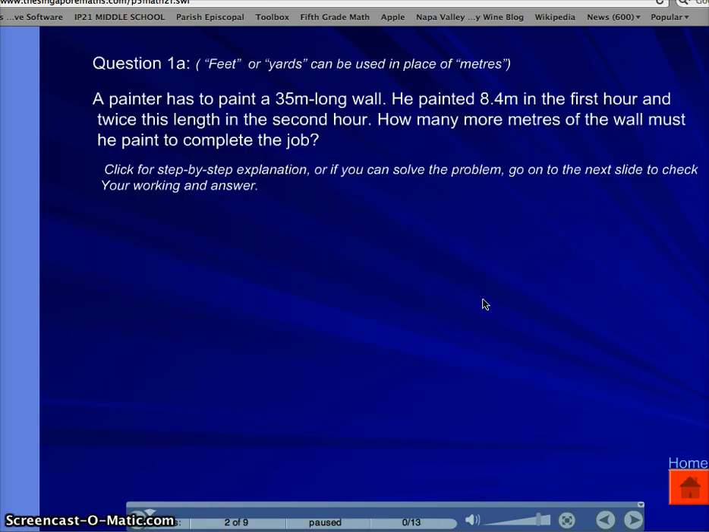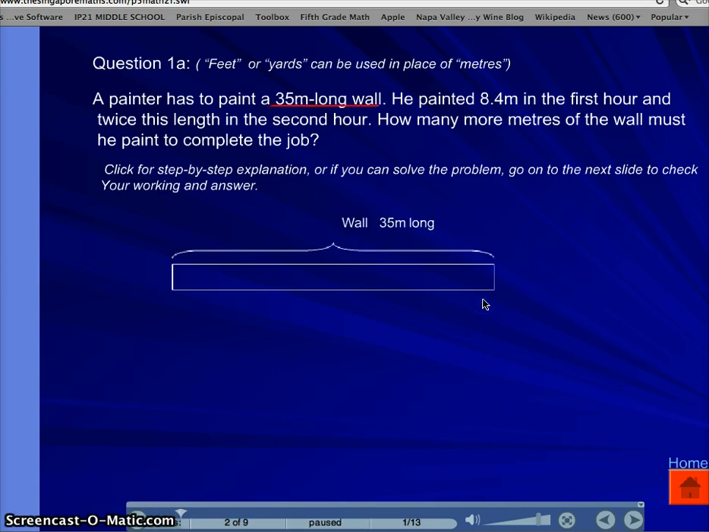We have the same word problem that you just read, and we know that the painter has to paint a 35-meter long wall. So we're going to represent that with a big, long rectangle, and it's going to be labeled 35 meters. Then we know that he painted a portion of it already. He painted 8 4/10 of a meter. We know that that is not half of 35, so we're going to chisel out a little section. And this particular unit we're going to label as the first hour was 8 4/10 meters. And that represents the amount that he painted in that first hour.